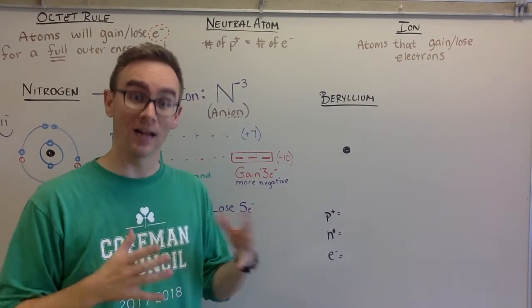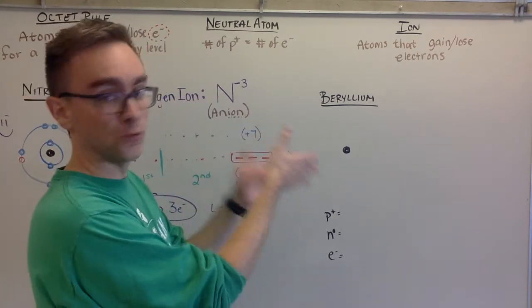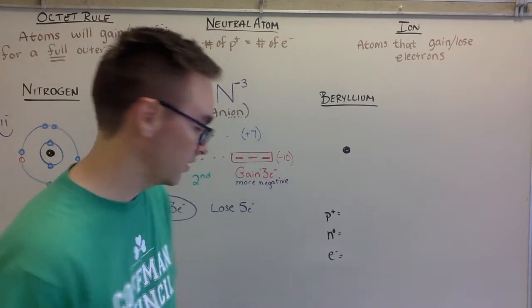Okay, sorry, the video might be a little choppy. I made a mistake and I had to go back and edit this here. All right, let's try the next one here. Let's try beryllium. All right, beryllium on the periodic table is number 4.